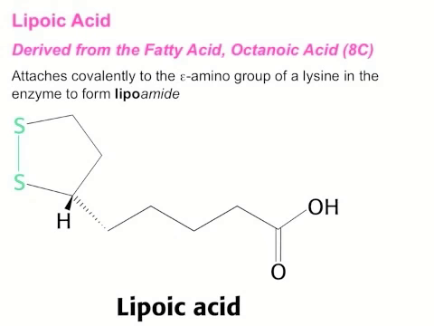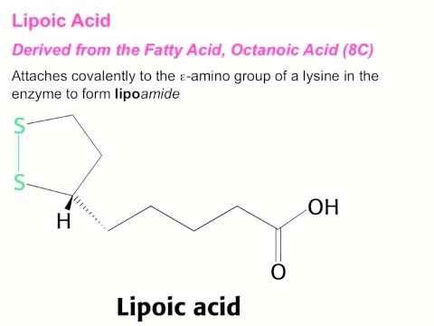Lipoic acid is actually derived from a fatty acid, octanoic acid, that is an 8-carbon fatty acid. Now, as a fatty acid, it has a carboxylic acid. This attaches covalently to the epsilon amino group of a lysine in the enzyme to form lipoamide. So lipoic acid is shown here. You can see that it is a hydrocarbon with a carboxylic acid on the right, and then it has this disulfide bridge that helps to form a ring structure.